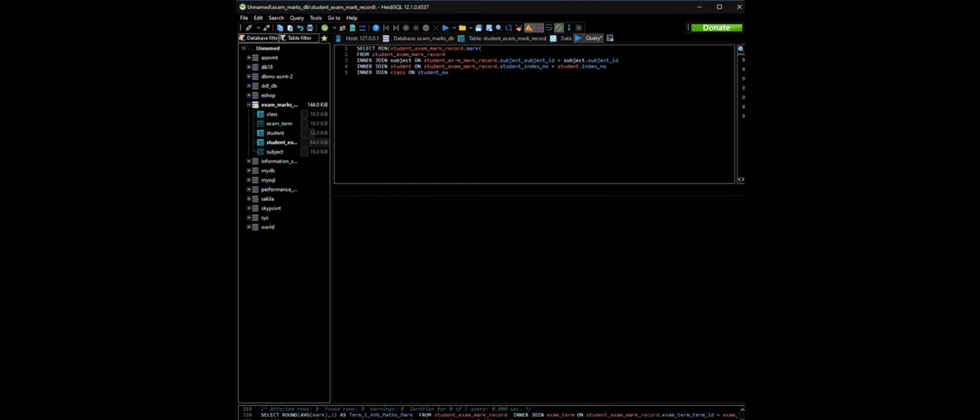Alright, next we are going to join in the class table, join class on student exam mark record, on the student table, then the class is equal to the class underscore ID. Alright, next we're going to join in our exam term table on student exam mark record is equal to student exam term dot term ID.